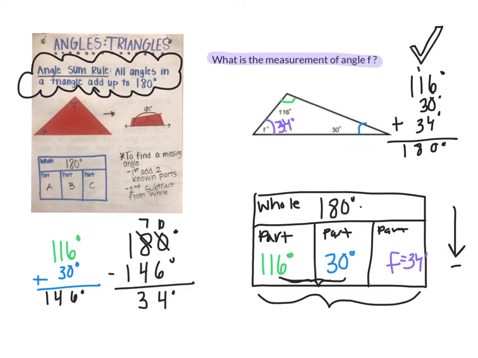All right, that works. Now, if I were to add these three up and they didn't equal 180 degrees, that would tell you that your answer is incorrect and that you'd have to go back and try again, because the sum of all three of our angles must equal 180 degrees. All right, so our final answer: F is equal to 34 degrees.